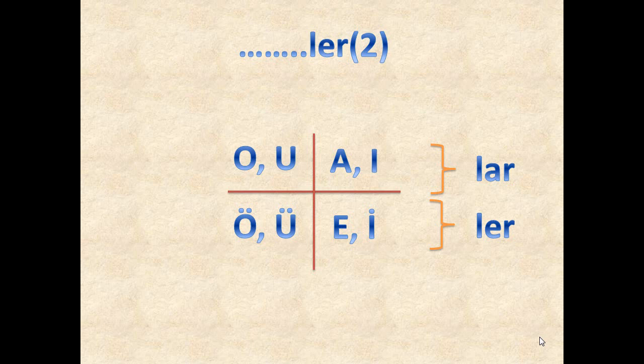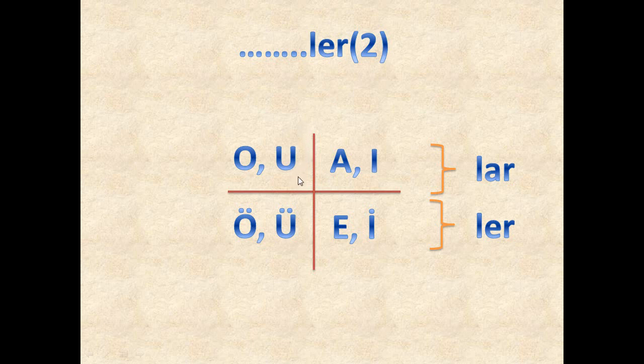The suffix is lar, and it has two parts. It is divided into lar and ler. Lar, ler. And let's see where we are going to use lar and when we are going to use ler, according to the vowel harmony rule, which leads the Turkish suffixes rule in Turkish language.